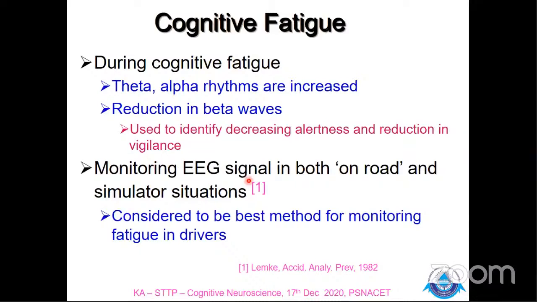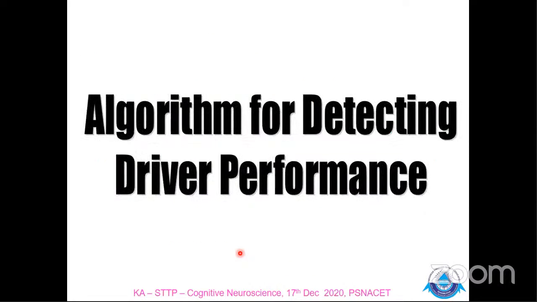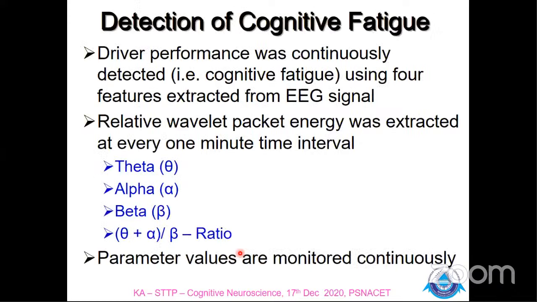So by monitoring the EEG signal in both on-road and simulated situations, we can predict the driver's alertness level. Not only on-road; we can also study it in a driver simulator. So we can frame an algorithm for detecting driver performance by quantifying the EEG signal, using four features extracted from the EEG signal, which are nothing but four rhythms.